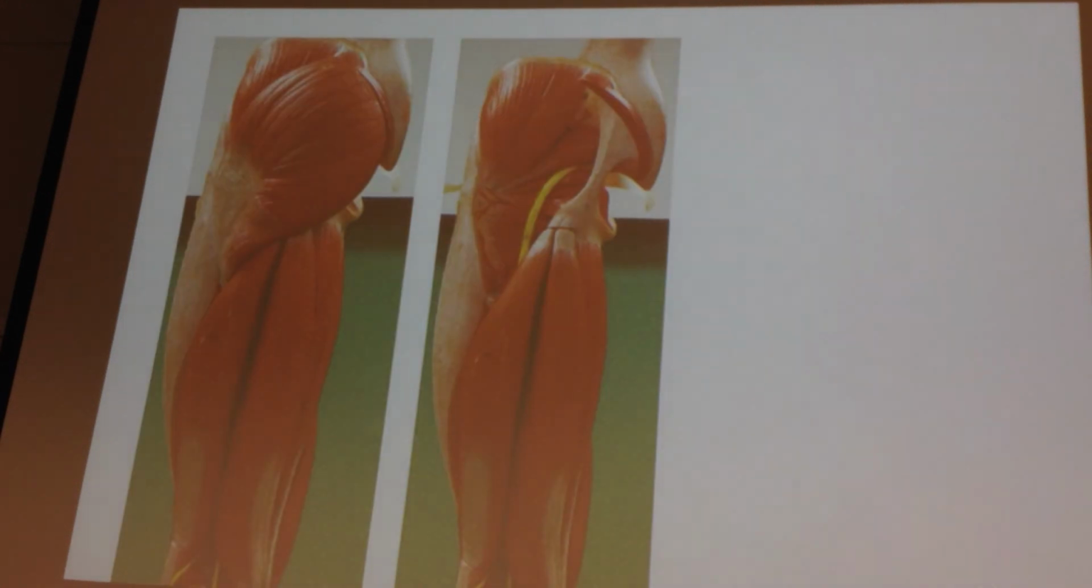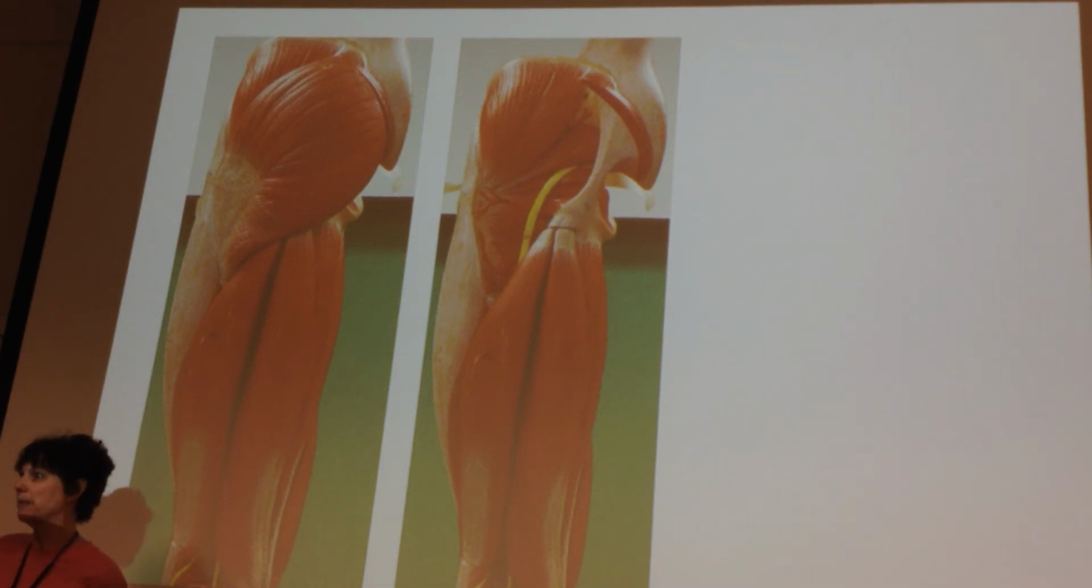So posterior thigh muscles, you can see here in the model. Once we remove gastrocnemius, there are three muscles in the posterior thigh. They have a common origin, which is the bony process that you sit on. Anybody remember what that is? Ischial tuberosity. All right, so all three muscles of the hamstring originate from the ischial tuberosity.